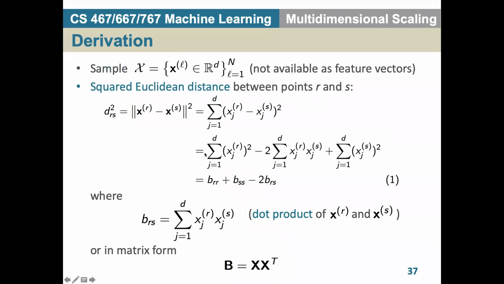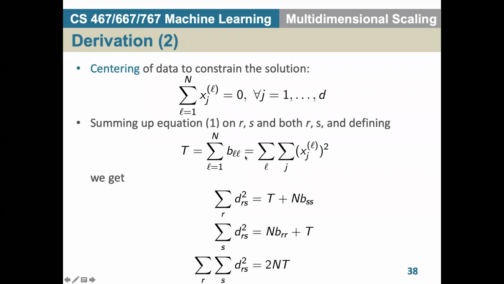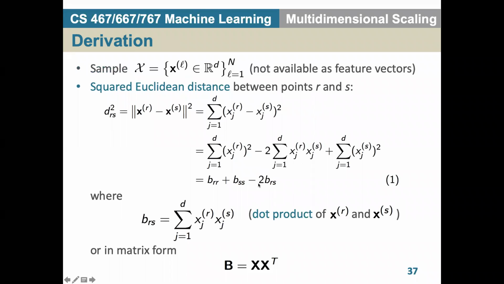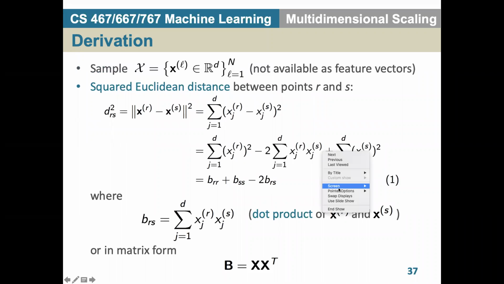Summation over R of this T gives n times BSS, because BSS is irrelevant to your R. If you times this n times, it's n BSS. The tricky part is the last one. I have this and I sum over R. The sum over R actually gives you 0.